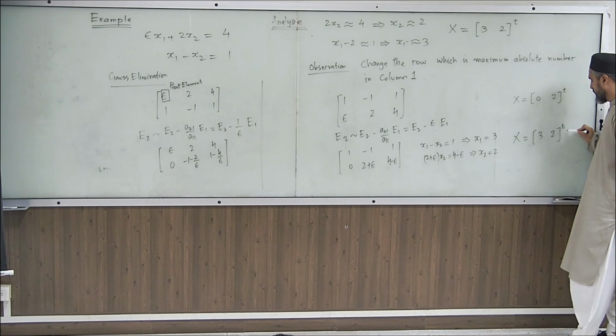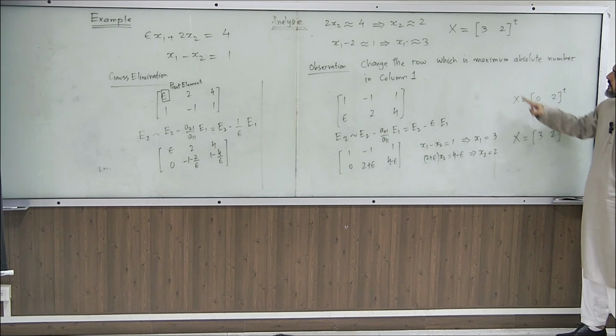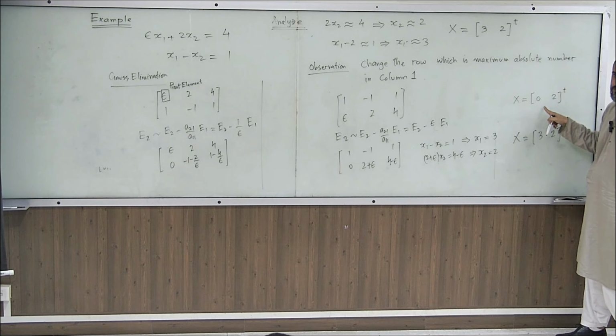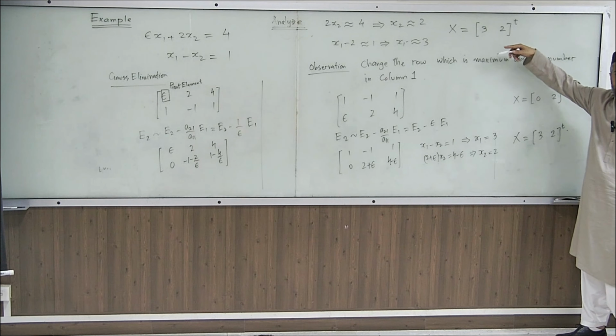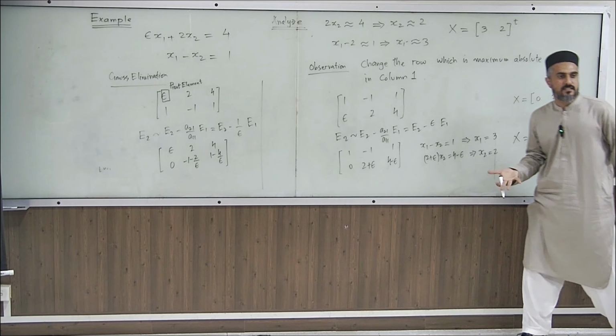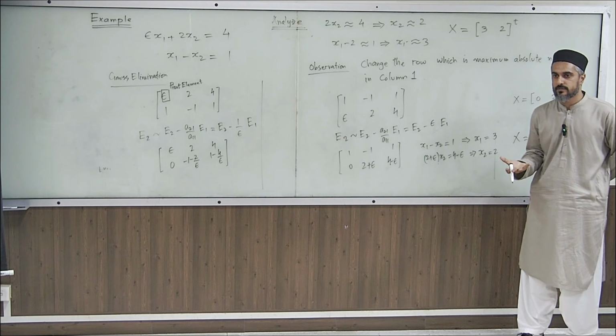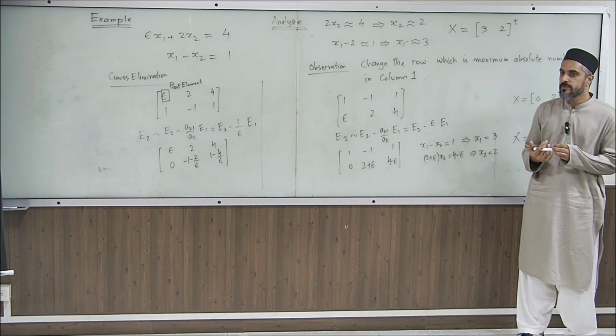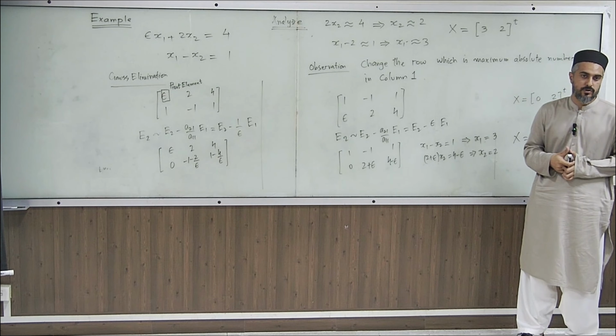3, 2. If you compare this solution with the solution we just analyzed, you see a difference. Okay, so why does this happen? Why does this observation lead us to a solution which is better, which is more realistic?